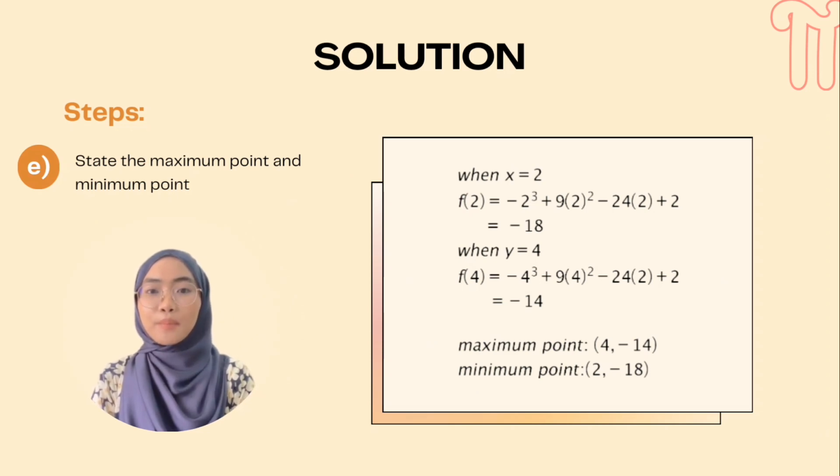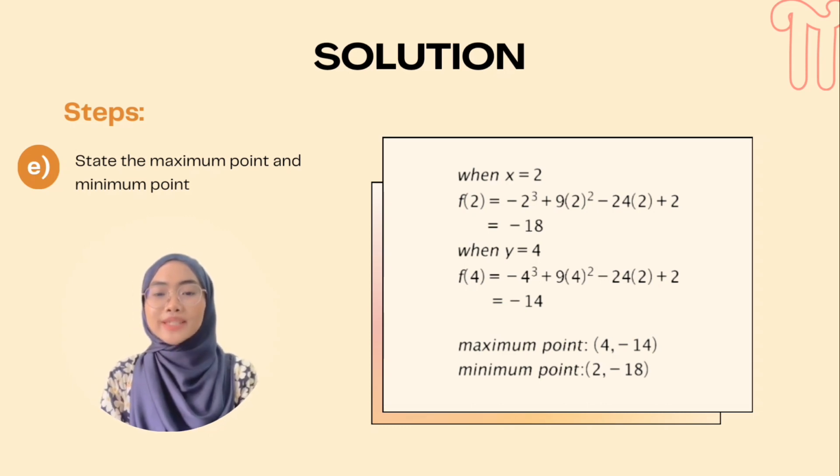Next, state the maximum point and minimum point. When x equals 2, f(2) equals negative 2 cubed plus 9 multiplied by 2 squared minus 24 multiplied by 2 plus 2. When x equals 4, f(4) equals negative 4 cubed plus 9 multiplied by 4 squared minus 24 multiplied by 4 plus 2. We got negative 14. Hence, the maximum point is (4, negative 14), while the minimum point is (2, negative 18).